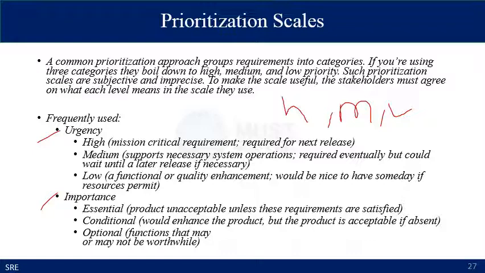The other scale is importance, which can be categorized into essential, conditional, and optional. Essential means the product is unacceptable unless these requirements are satisfied. Conditional would enhance the product, but the product is acceptable if the requirement is absent. Optional are the functions that may or may not be worthwhile.